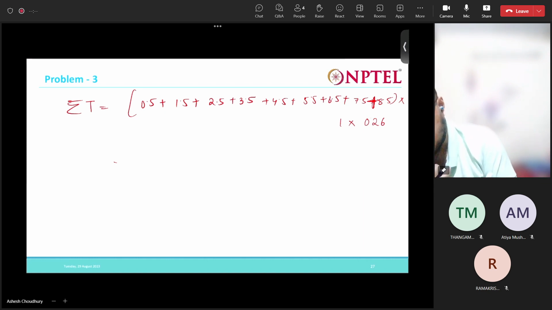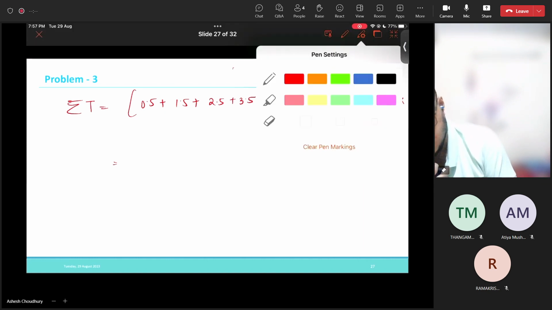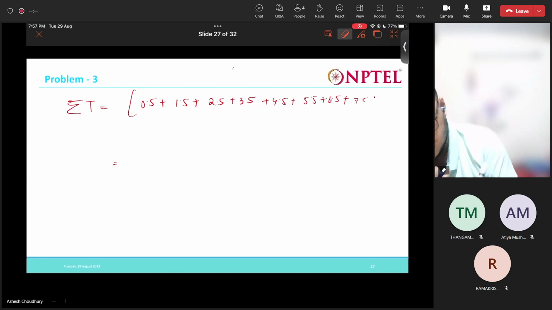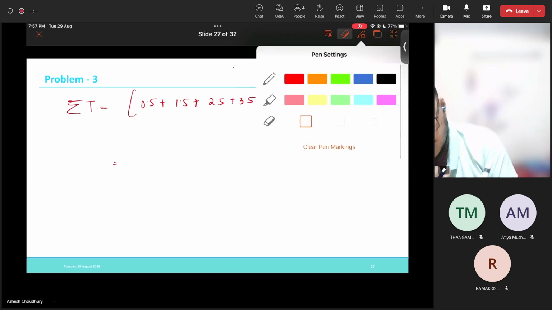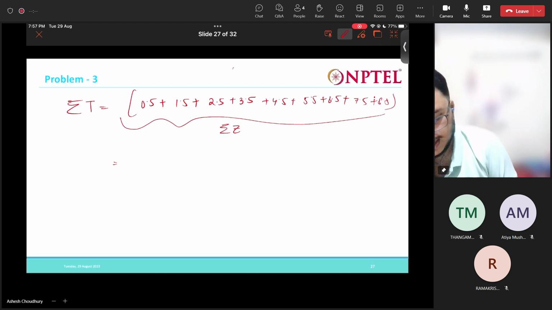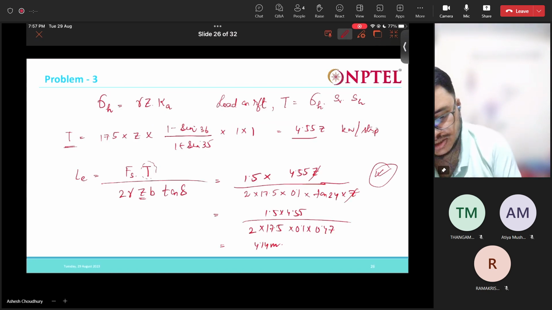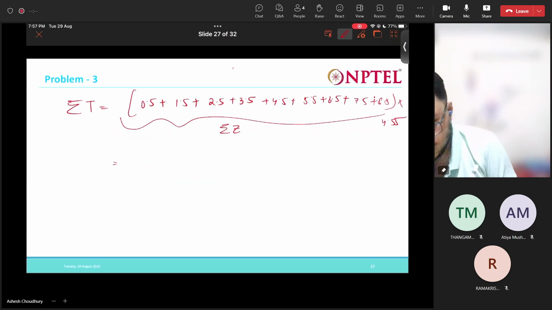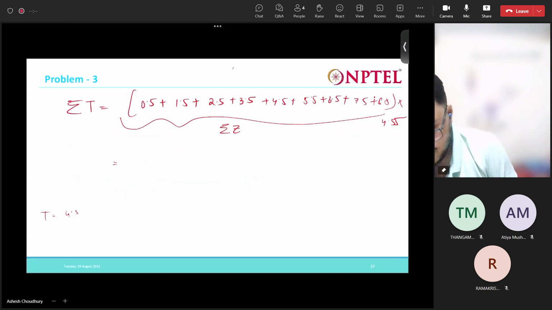Okay, not like that. See, what we can do is that, just a second. This is summation Z, right? So summation Z times 4.55. So if you remember, what was our T? Our T was 4.55 Z. So summation T will be 4.55 summation Z. So what is summation Z?